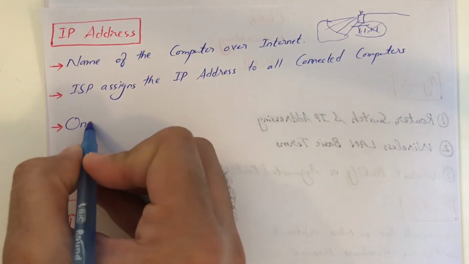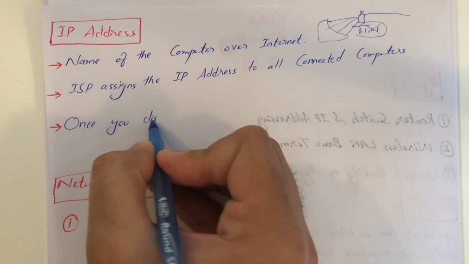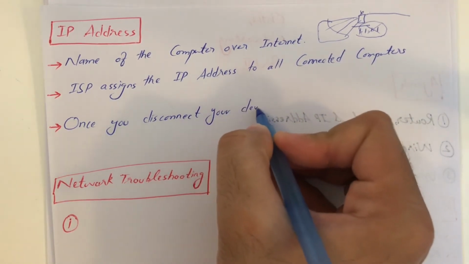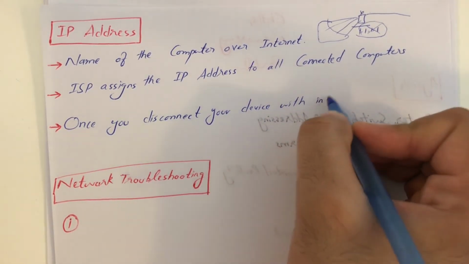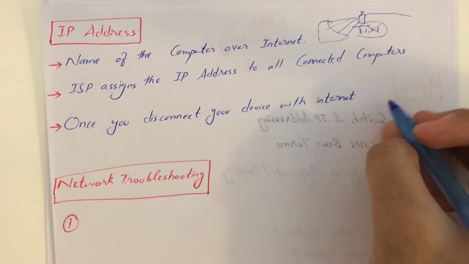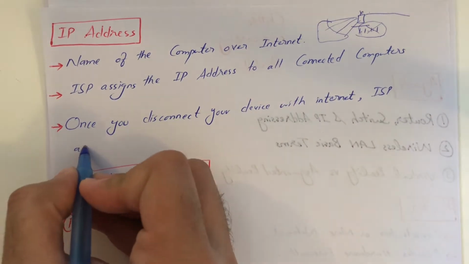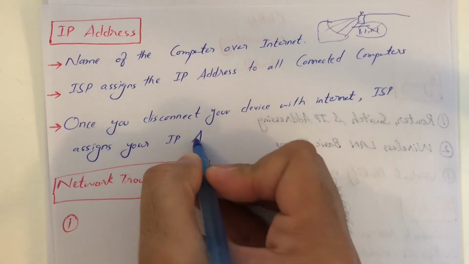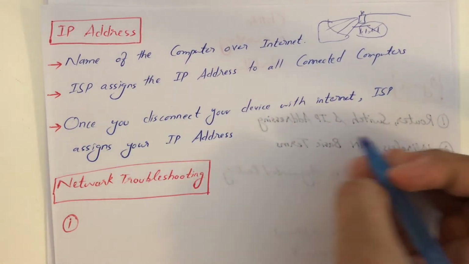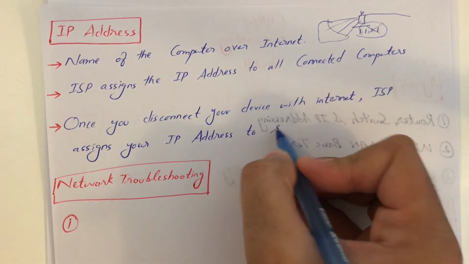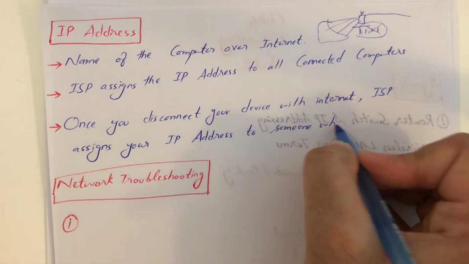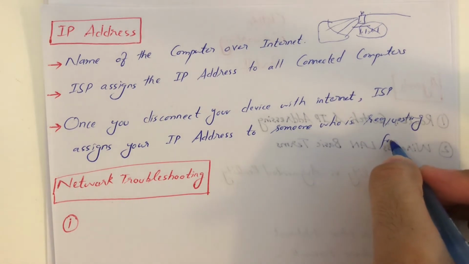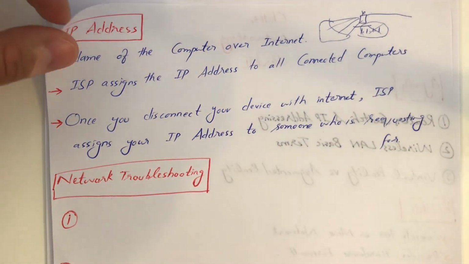So once you disconnect your device from internet, ISP assigns your IP address to someone who is requesting for it, unless you have a static IP address, which most of us don't have.